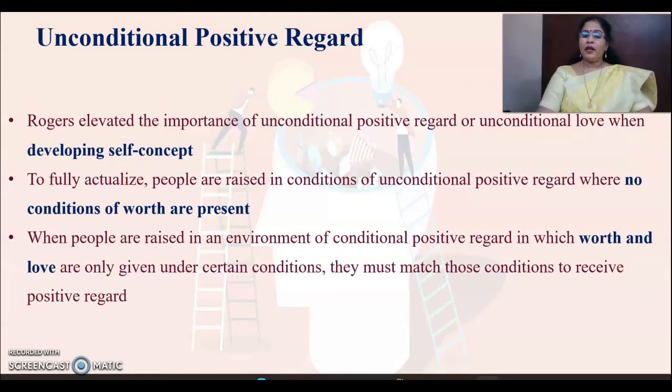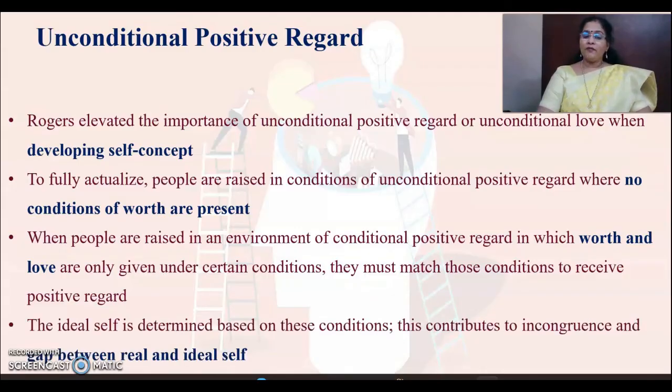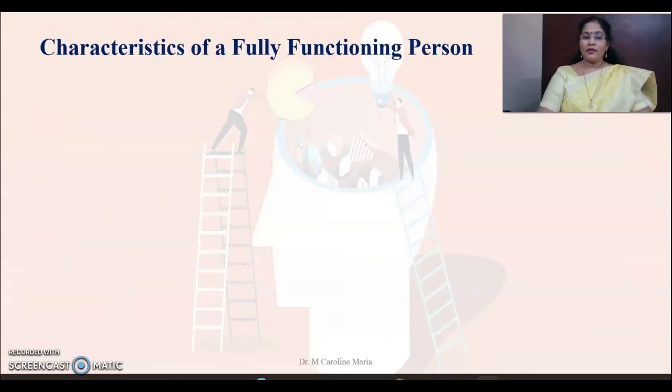When people are raised in an environment of conditional positive regard, in which worth and love are only given under certain conditions, they may not meet those conditions to receive the positive regard. So the ideal self is determined based on these conditions, and this contributes to incongruence, the gap between the real self and the ideal self.